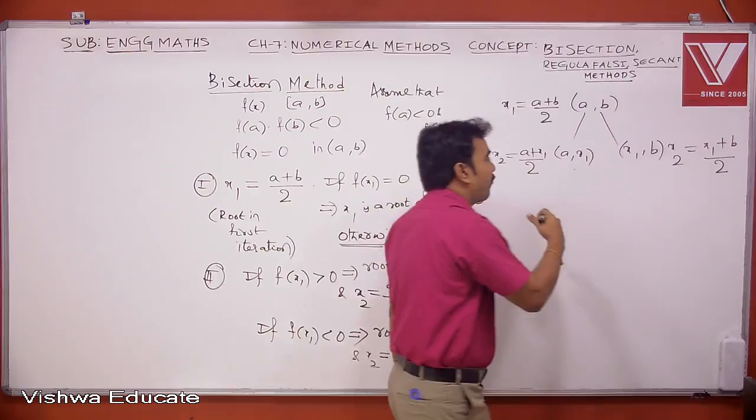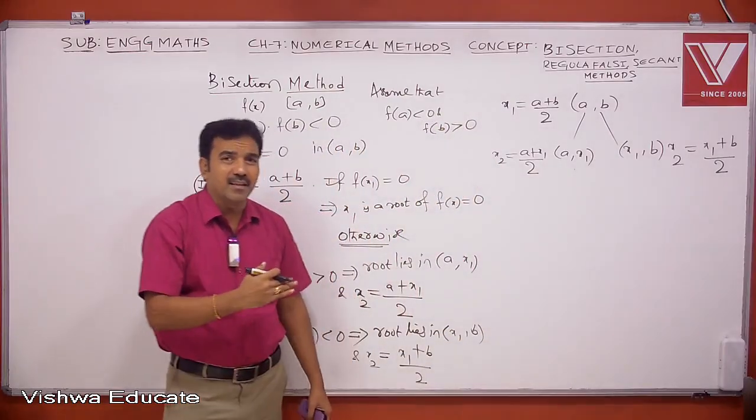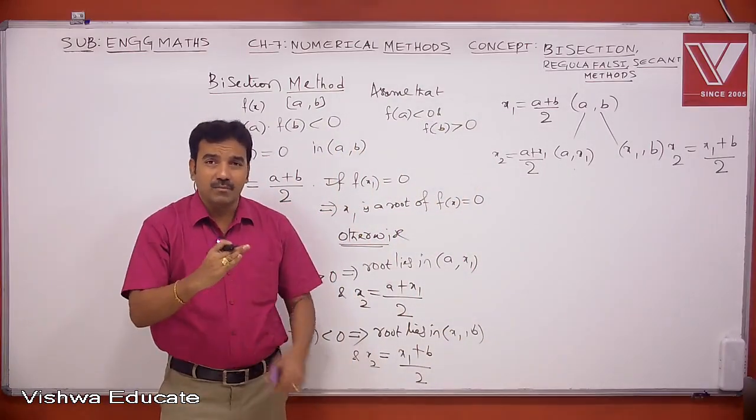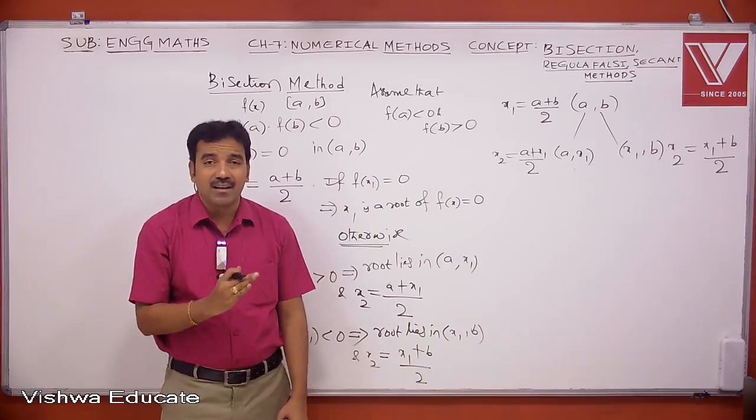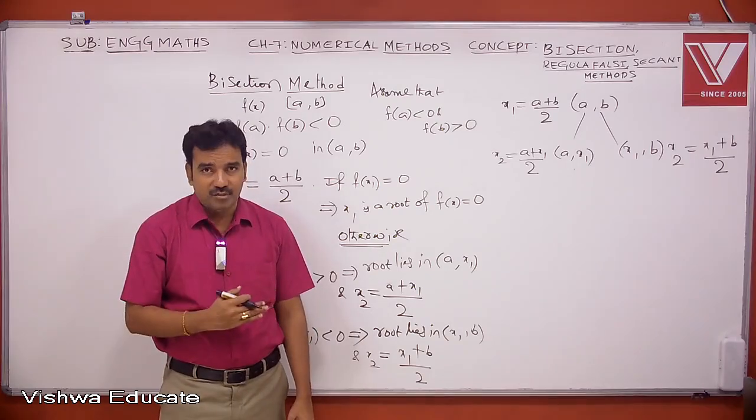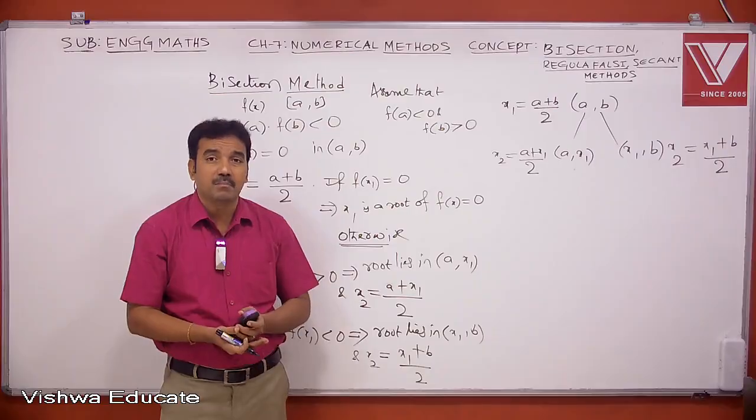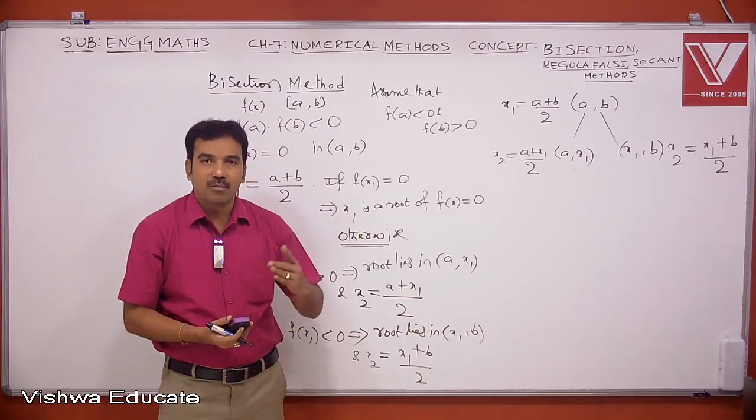Like this, we repeatedly divide the interval into a finite number of subintervals at its midpoint until we get the root of this equation. This we call the bisection method. This is called the bisection method.